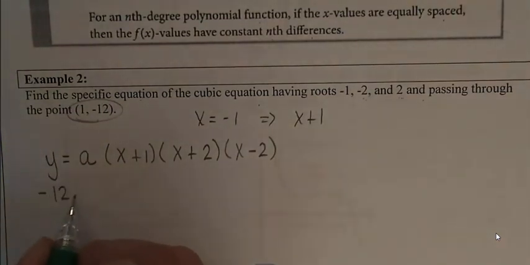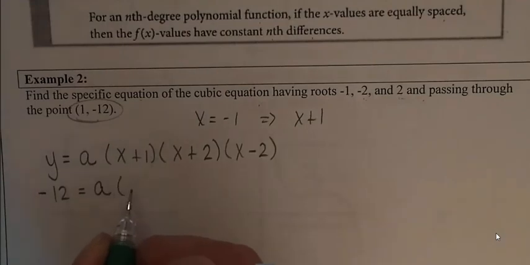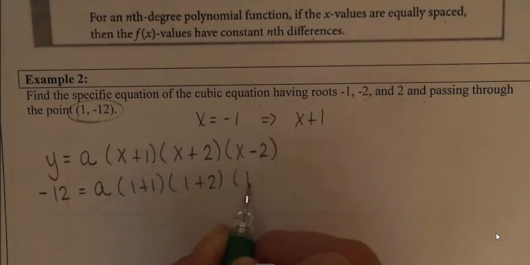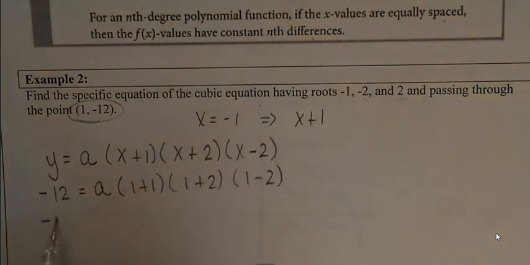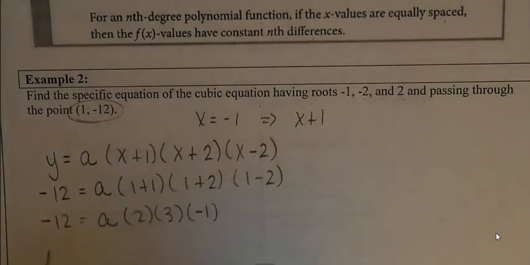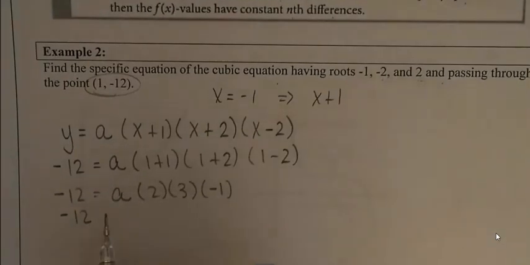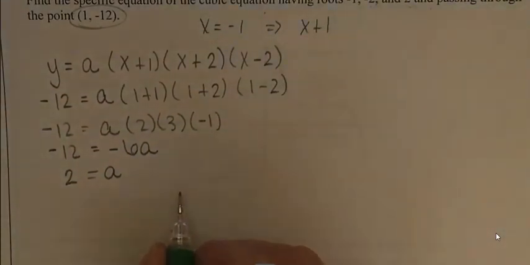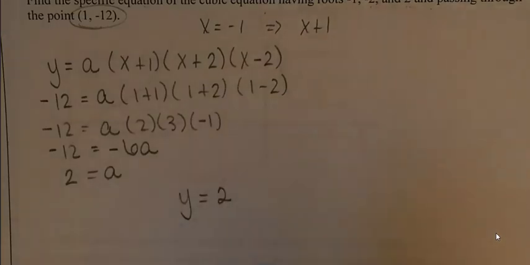So I've got -12 equals a times 1 plus 1 times 1 plus 2 times 1 minus 2. So I get -12 equals a times, let's see, this is going to be 2 times 3 times -1. So -12 equals -6a, or a equals 2. All right, so writing out my full equation, I have y equals 2 times x plus 1.